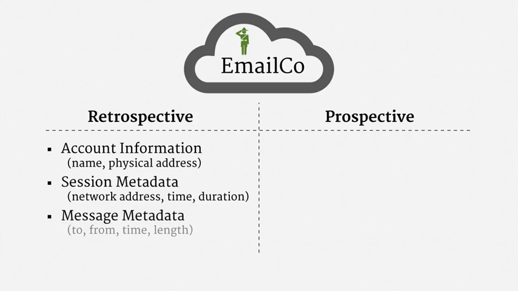The third bucket is message metadata. That's the message to and from addresses, the time it was sent, and the length. Note that there are 2 separate categories of metadata here. For telephones, by contrast, there was just one category of metadata. The final bucket is message content. That includes the subject line and the body of the email. So, there are our 4 buckets on the retrospective side.